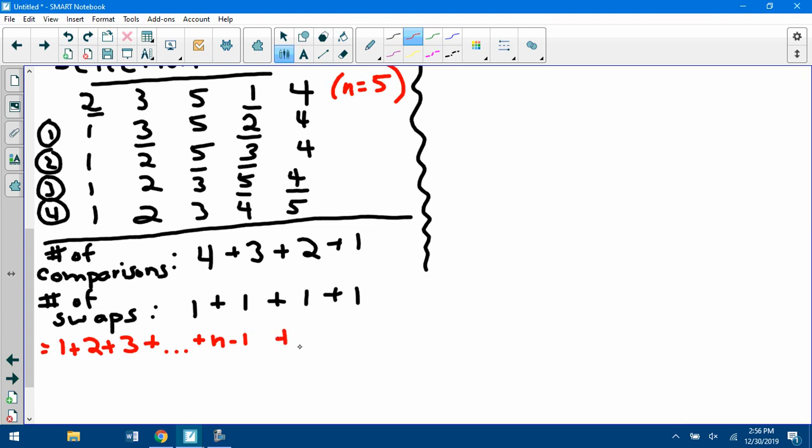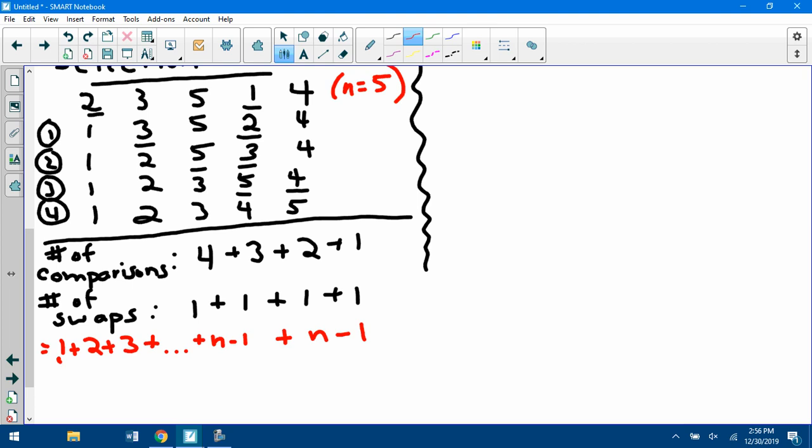And then how many swaps were there? Well, there were 4 when n was 5. If it was 10, there'd be 9. If there was 100, how many would there be? 99. So if there was n, how many would there be? N minus 1. So that's in general how many comparisons and swaps I'm going to have to make.